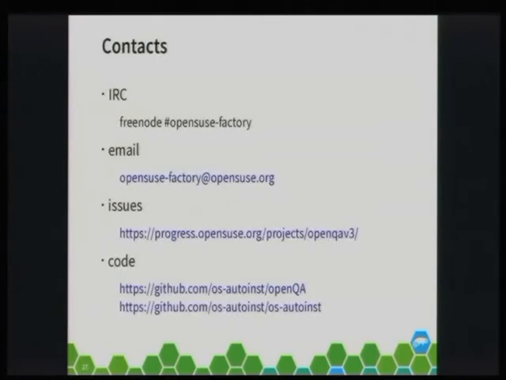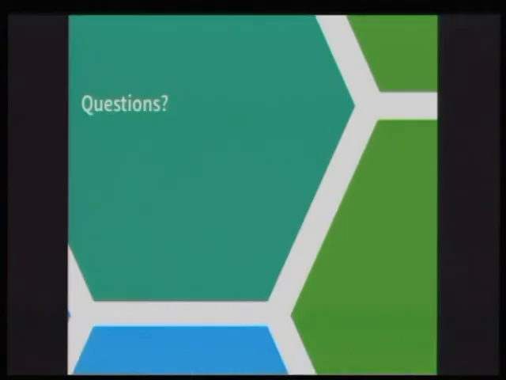Okay. Now, last, the contacts. If you are interested, we don't have any openQA dedicated mailing list or IRC. We are all hanging out on the openSUSE factory IRC channel and the opensuse-factory mailing list at opensuse.org. We have progress for our issues, but you can also use the issue tracker on GitHub. This whole thing is open source, including the tests for openSUSE. They are in os-autoinst-distri-opensuse, and it's all GPL version 2. You are free to try it and contribute back. So that's basically it.